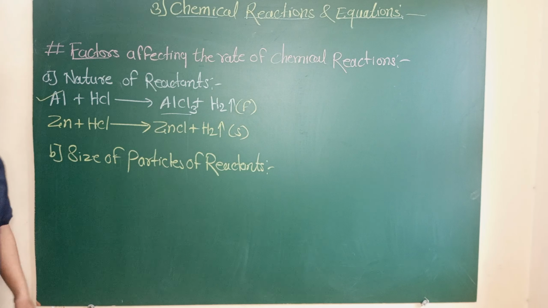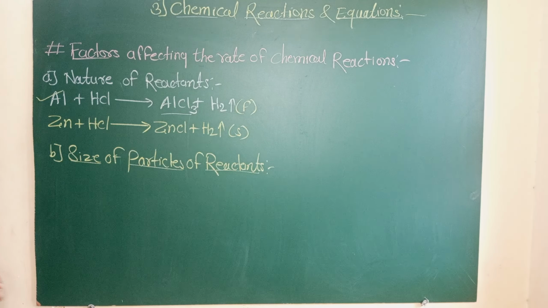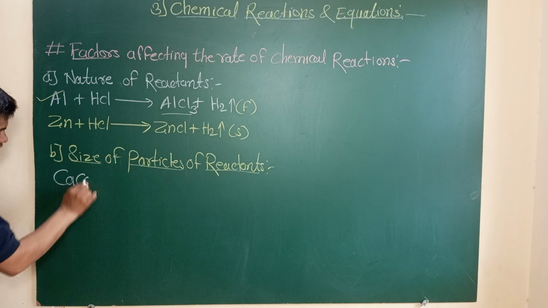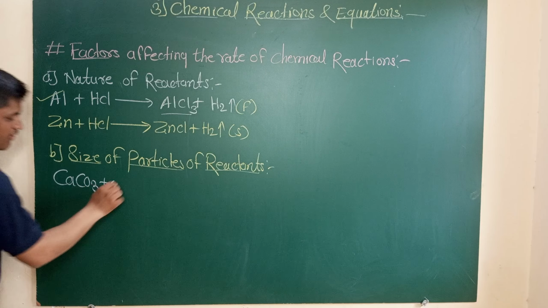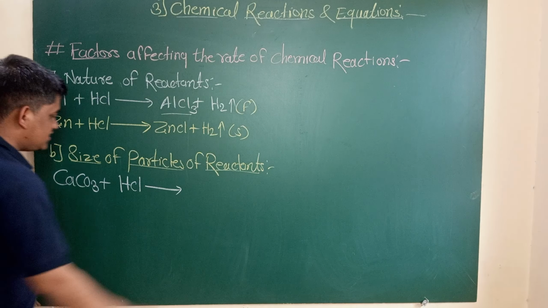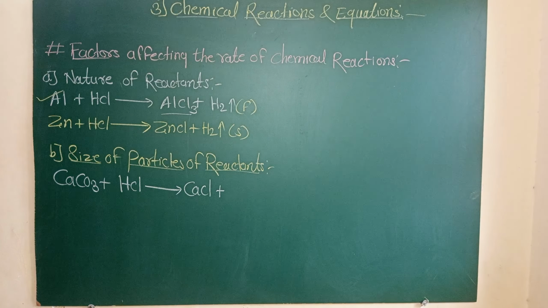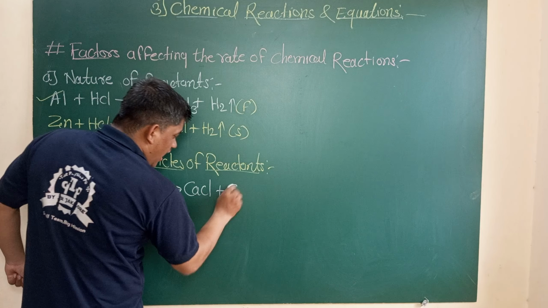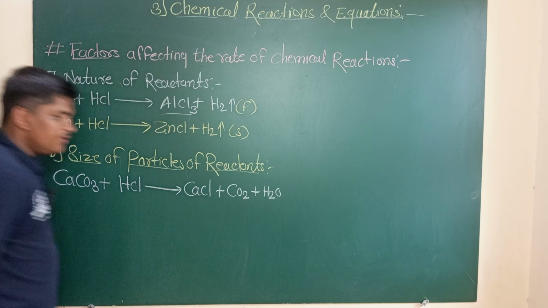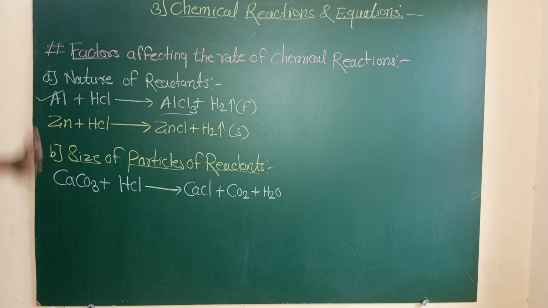Size of particles of the reactants. When calcium carbonate is dissolved in HCl, it gives calcium chloride plus carbon dioxide plus H2O. Please balance this chemical equation. This is for your homework.